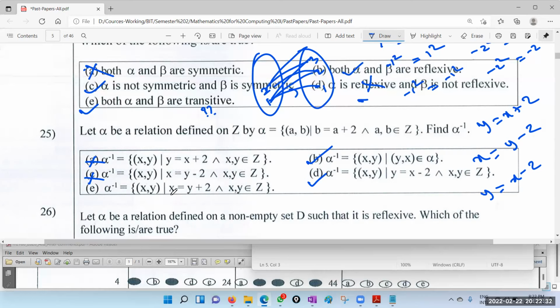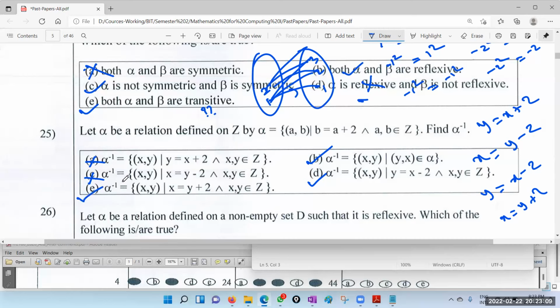This says x equal... so rather than writing x, if x and y equal x minus 2, right? y equal x minus 2 is the same as x equal y plus 2, right? So if y equals x minus 2, we can write the same thing as x equal y plus 2. Therefore this is also correct, because y is here, x is here. Yes, this is also correct.